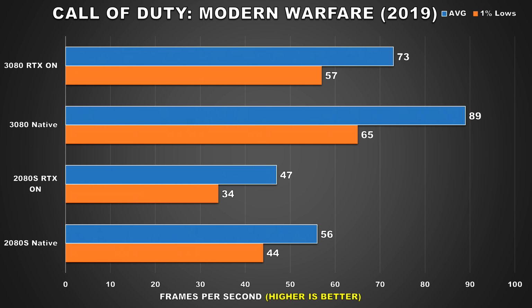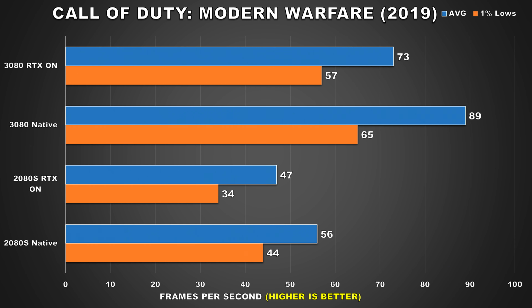where at 4K the 2080 Super averaged about 56 FPS, and the newer RTX 3080 is 59% faster at 89 FPS average. Although this is the type of game where most players would be lowering settings to get the most performance, as is always the case with competitive FPS titles. I wish this game had DLSS support, but unfortunately it does not and only supports ray tracing.